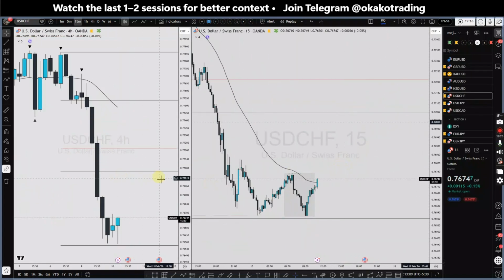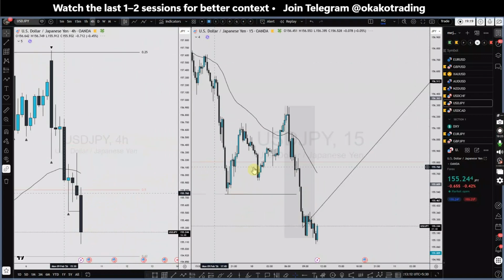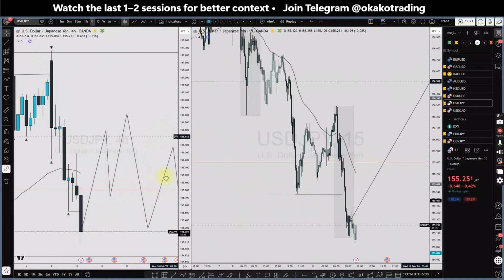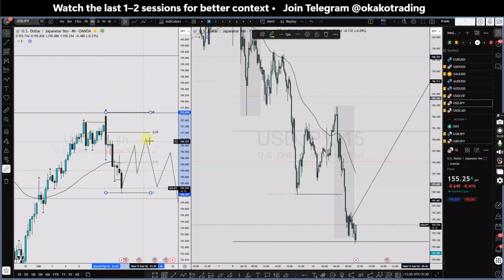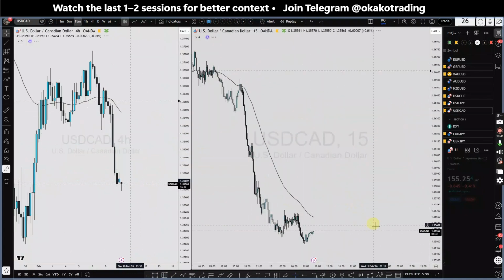USD CHF, there is nothing. We're waiting for a deeper correction upside. USD JPY, this is the last breakout structure towards downside, and we are waiting for price to correct back higher so that we can start looking for shorts from a premium range.